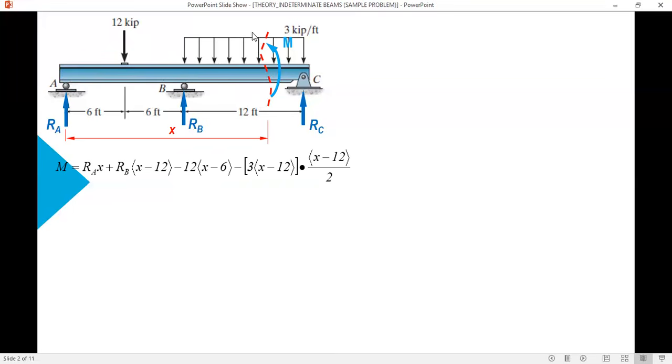And then for the uniformly distributed load, the resultant is 3 times this one. Area of the rectangle, 3 times x minus 12. That's the resultant, 3 times x minus 12. And this is where the resultant acts. And the distance of this resultant to the cutting section is 1/2 of x minus 12, this one. And before we integrate, we simplify this term first.